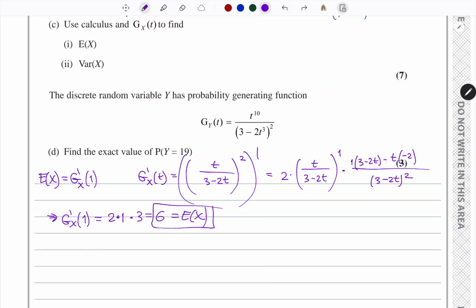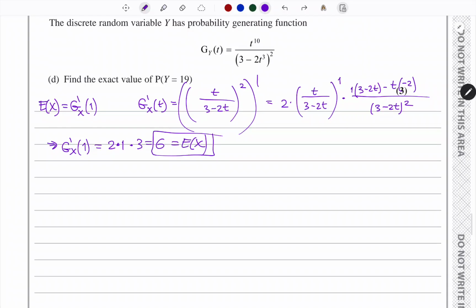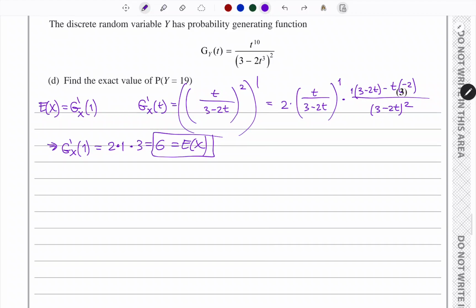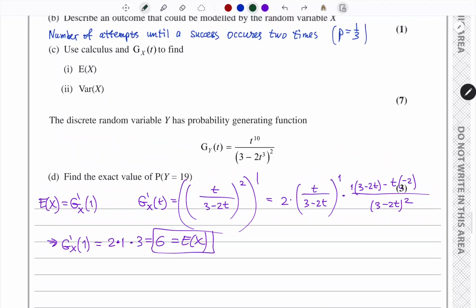So it's simpler to use your mental skills. You are on further maths. It's not like grade 8 or grade 7 mathematics. You have to be able to perform such calculations in your mind.